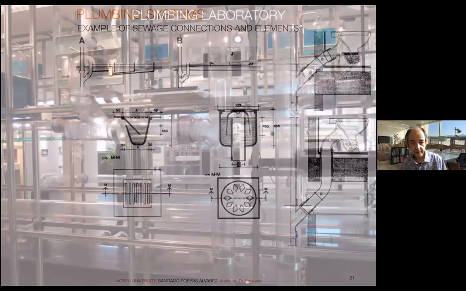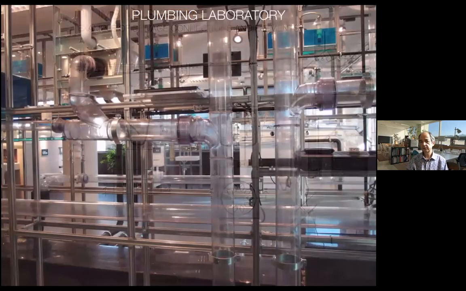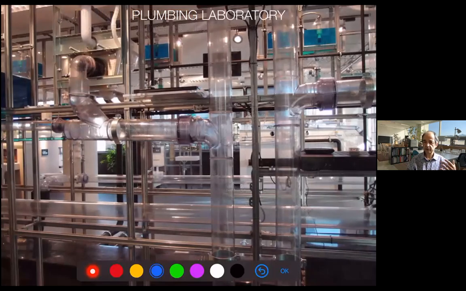And the plumbing laboratory, so there's a lot of research going on. We cannot explain it here. You can see one toilet with a horizontal outlet, just to check the distances, the diameters, and so on, to see how it works. And it's transparent, so you see what happens.